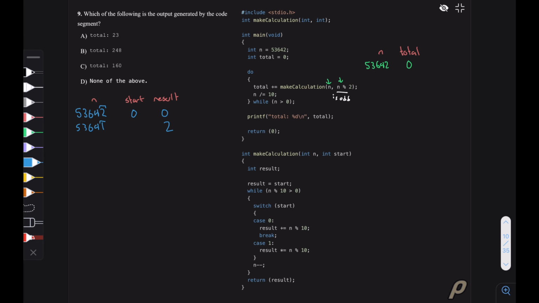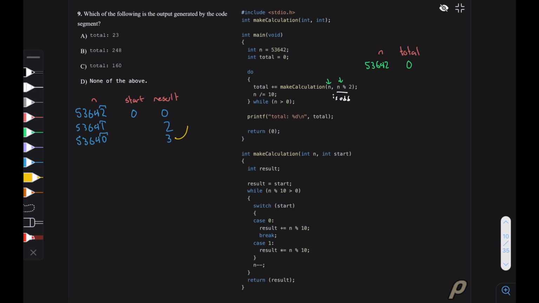We check, so n mod 10 is 1, greater than 0. So we go back in. The switch on start remains 0. So we do the same case where we just add the last digit. So this becomes 3. And then we break out, and then we get n minus minus, so we get 5, 3, 6, 4, 1, or sorry, 0. We have to subtract 1. And then if we see here, this 0 is not greater than 0, so we break out of the while loop and we return this result.